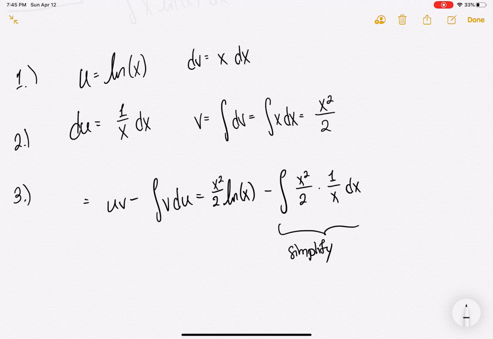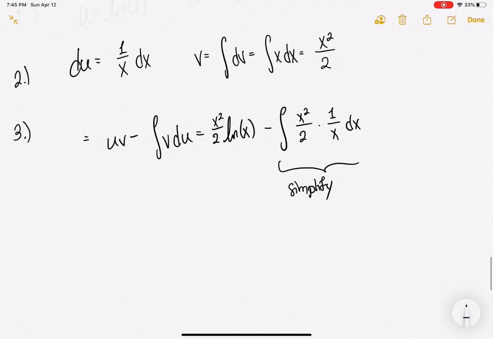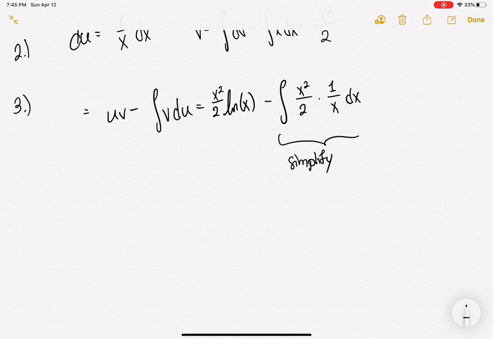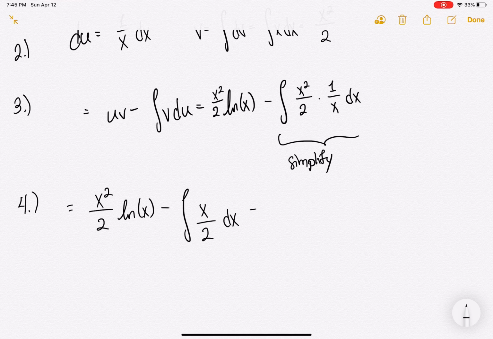Don't ever try to take integrals before you simplify them. You're just going to end up in trouble. Step 4 is actually compute that integral. So you have x squared over 2 natural log of x minus this integral. If we simplify it, what happens? You get x divided by 2 dx. So really that's x squared over 2 natural log of x minus x squared over 4, because there are really 2 2's in the denominator.